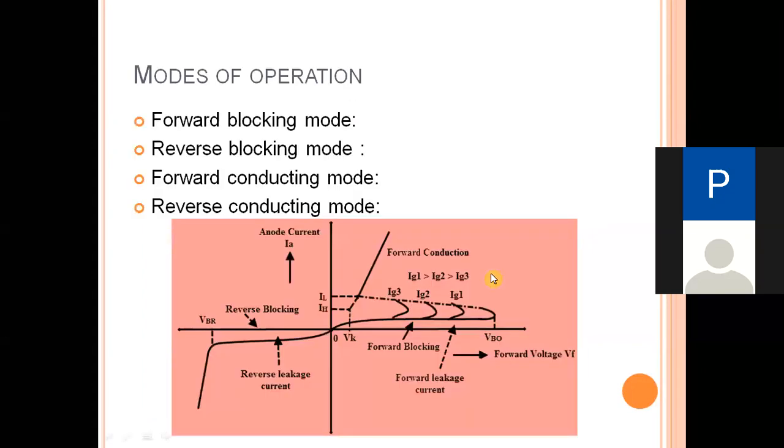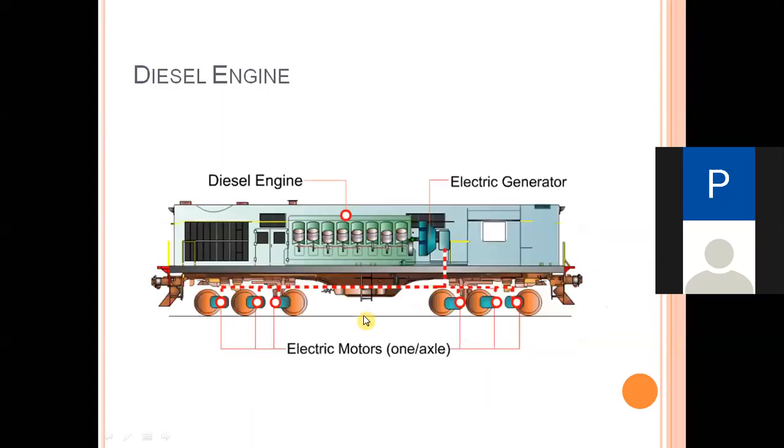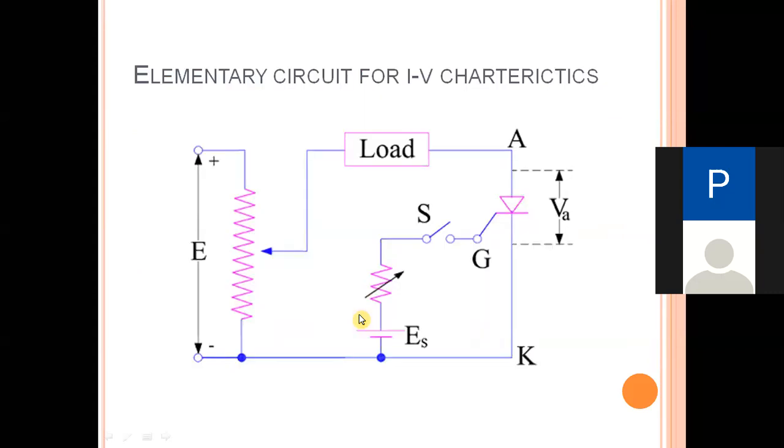Whenever you consider the modes of operation of SCR, majorly 3 modes are considered. One is the forward blocking mode, then the reverse blocking mode, and the forward conducting mode. And the reverse conducting mode is not useful for us in any circuit, but it also happens, so we consider it when it happens in the case of an SCR. For considering these modes of SCR, we are going to consider the elementary circuit.